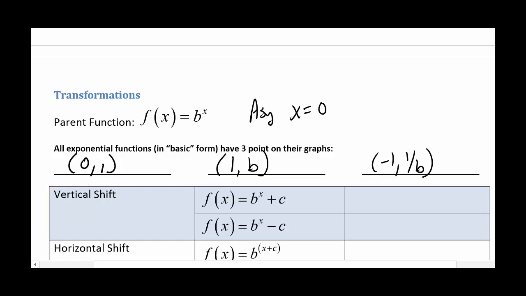Okay, and with all those facts in mind, instead of having a single parent function, we actually have a family or a class of parent functions given by exponentials, connected to whatever the base is. Once I know the base, I can write the ordered pairs that are unique to that particular parent graph.